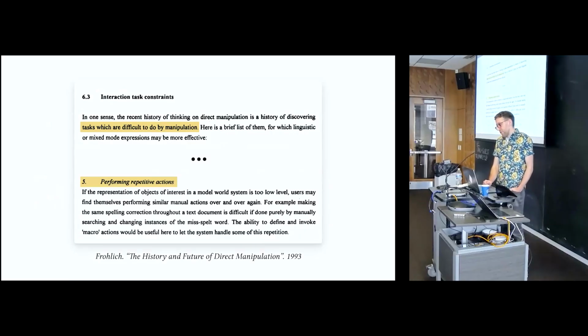To introduce our last feeling of programming, we're going to go to a great paper by Freilich on direct manipulation. He lists out 7 tasks he says are difficult to do by direct manipulation, reasons to prefer linguistic control. And he includes performing repetitive action. And this is a great point.